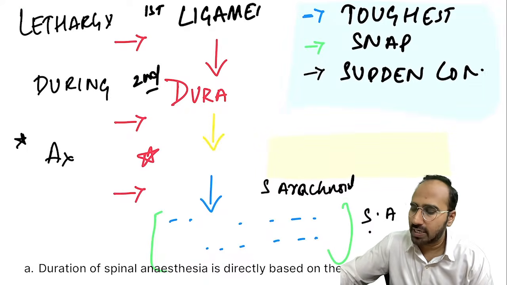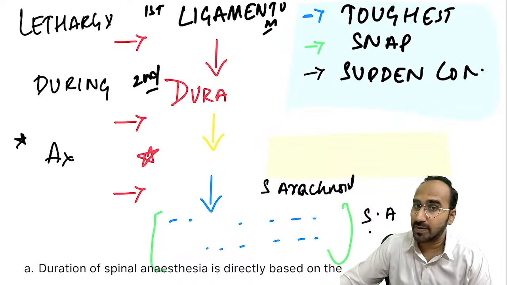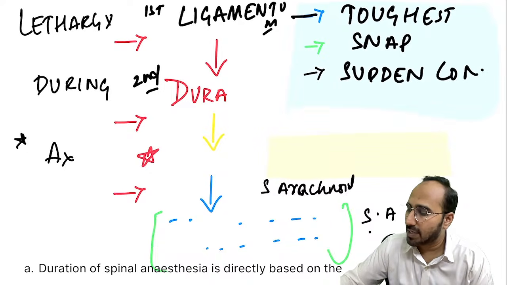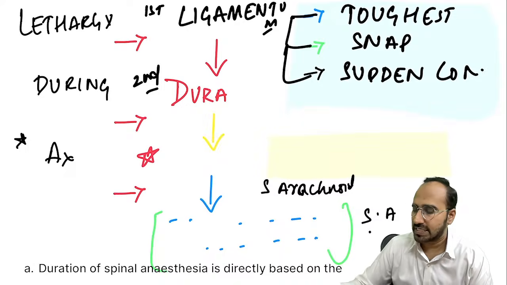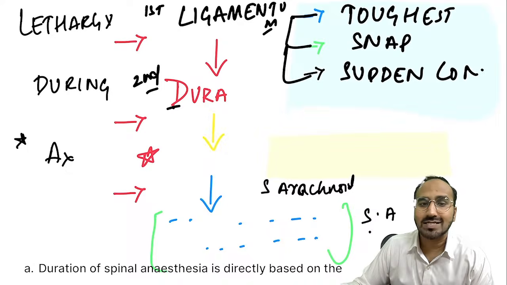This is a very important ligament. Ligamentum flavum, on piercing it, you will come to know that it is pierced. Why? Because it is the toughest ligament. You will feel a snap or sudden loss of resistance. Then the next layer that is pierced is the dura.